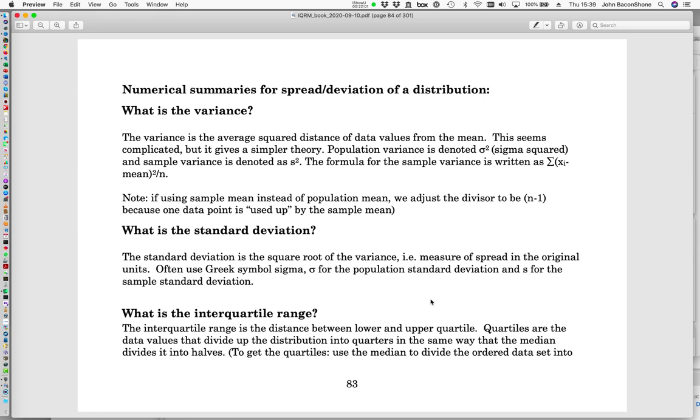So the standard deviation usually is how we calculate the deviation when we're using the mean as our measure of the center of the distribution. If we're using a median, you might say, well, can we find something similar to measure the spread? And indeed, this is called the interquartile range. So the interquartile range is the distance between the lower and the upper quartile, where the quartiles are the data values that divide up the distribution into quarters in the same way that the median divides it into halves.